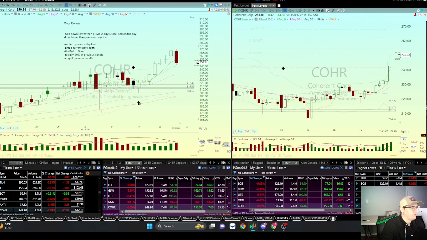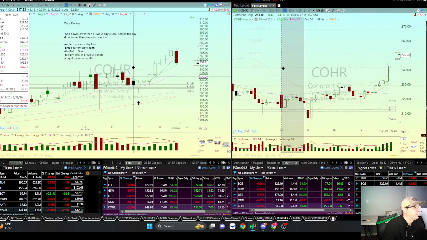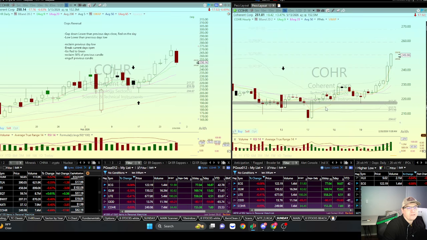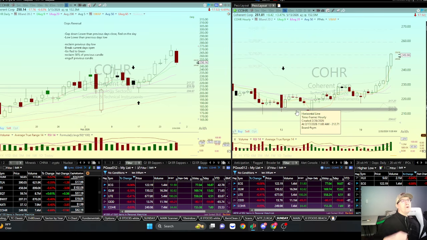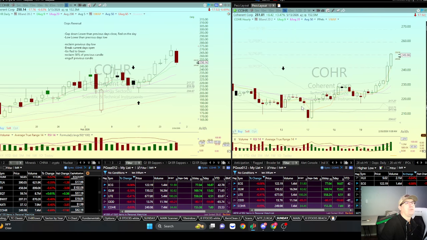Next step on this is to reclaim 50% of the previous candle. You can use a Fibonacci retracement or whatever to find 50%, but it was $12.38. So $6.19. So 217.19 is the 50%. Once we go red to green, we're already at 50%. So that's triggered and engulfing on this, which is pretty common on oops reversals for them to engulf. Engulf just means break that previous day high because we already made a low and now we're looking to go make a new high.